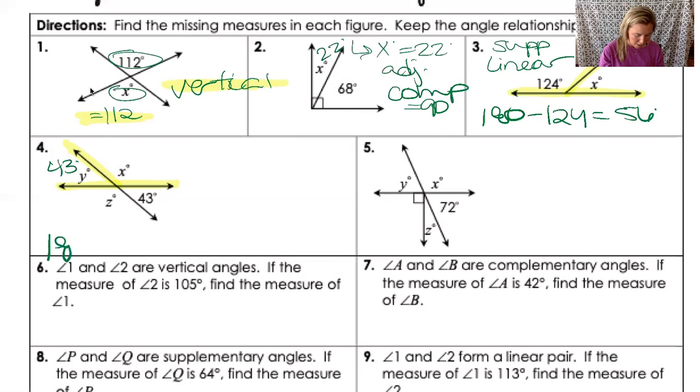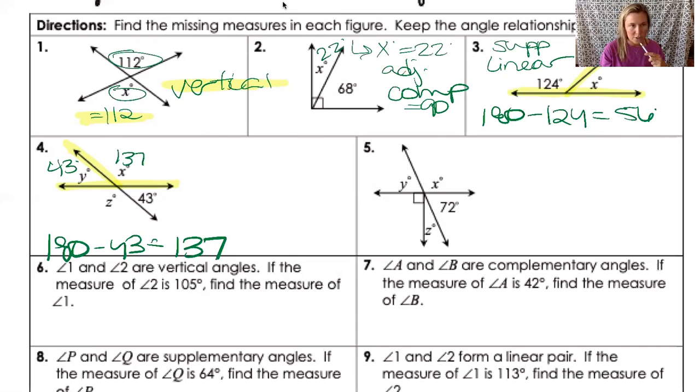Somebody just sent me in the chat exactly how you would write this out. So we could say 180 minus 43. And I got the answer. Jalen sent that to me. It is 137. So we know x is 137. And we figured this out because they are a linear pair and because they are supplementary. Great job, guys. So we have one last one.